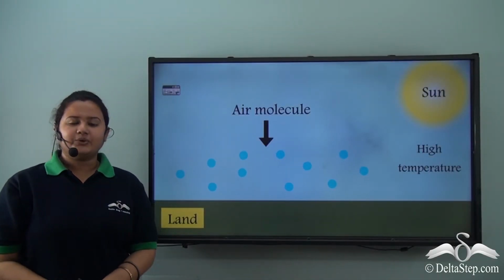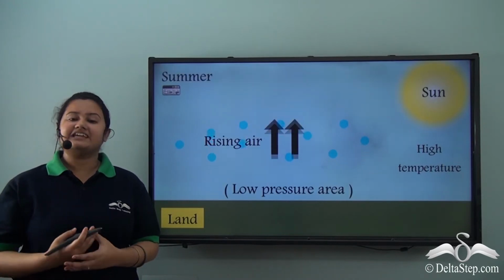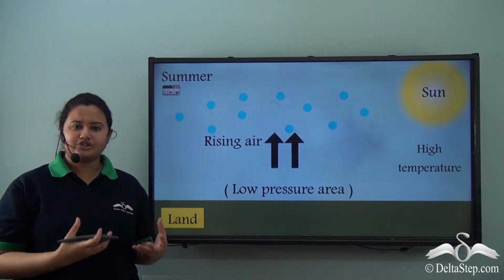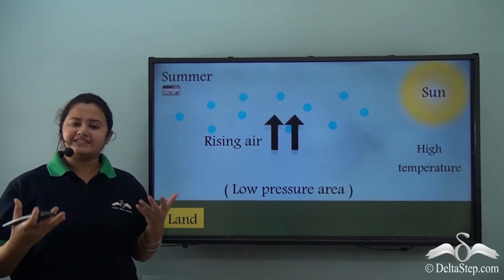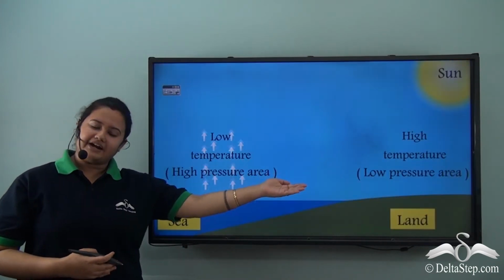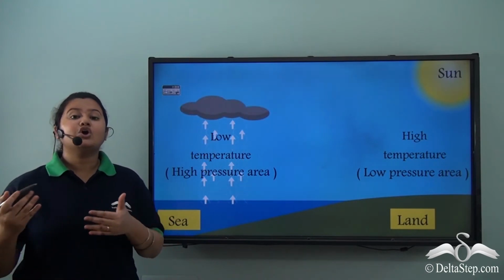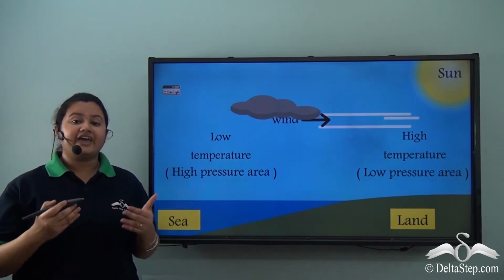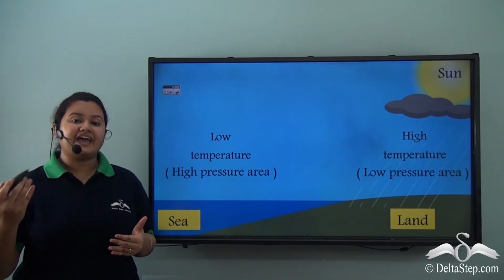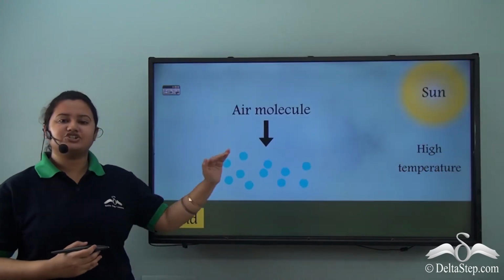This is a scenario in the summer season. During summer, the land gets heated up. Therefore, the air above the land being hotter and lighter rises up, creating a low pressure area over the land. Whereas the water bodies are comparatively cooler. Therefore, the air above the sea being cooler and heavier sinks down, creating a high pressure area.